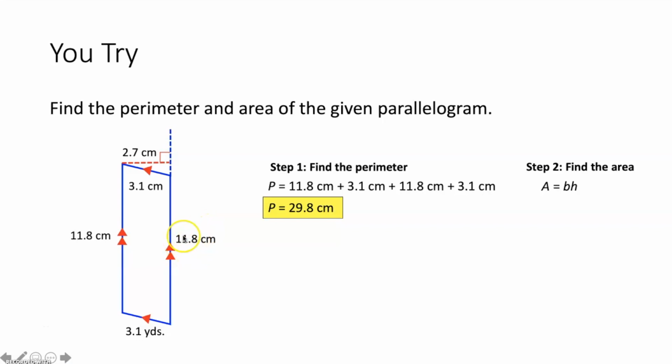So this 11.8 centimeters, that's the side length that's perpendicular to this altitude, so that is going to be your base. That's what we're going to plug in for B. Your 2.7 centimeters, that's the length of your altitude, that goes in for your height. You then multiply those together, and you get that the area of this parallelogram is 31.86 centimeters squared, or square centimeters.